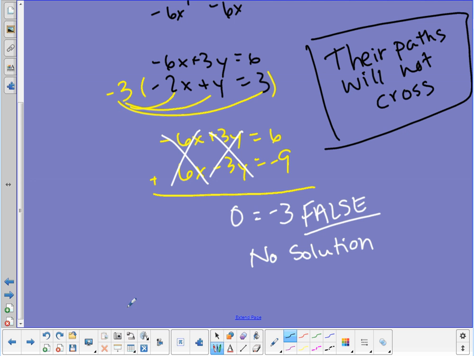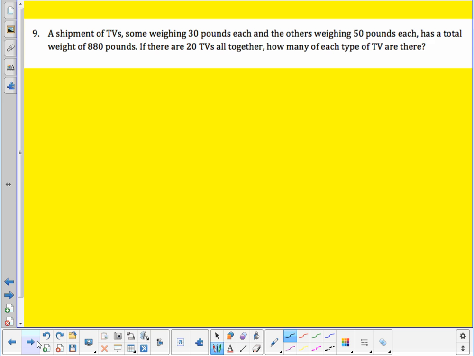Let's talk about the last one, number 9. It says a shipment of TVs, some weighing 30 pounds each and others weighing 50 pounds each, has a total of 880 pounds. If there are 20 TVs altogether, how many of each type of TV are there? So we have 30-pound TVs and we have 50-pound TVs. I need to give those variables. So I'm going to say x is the 30-pound TVs and y is the 50-pound TVs.